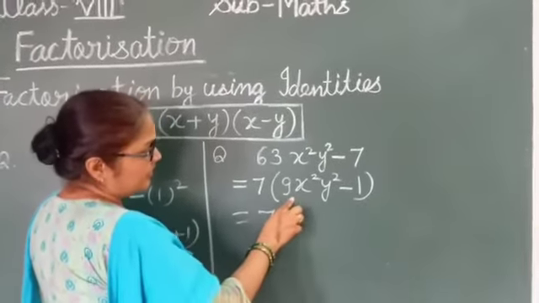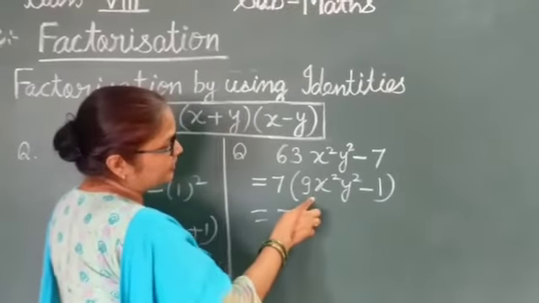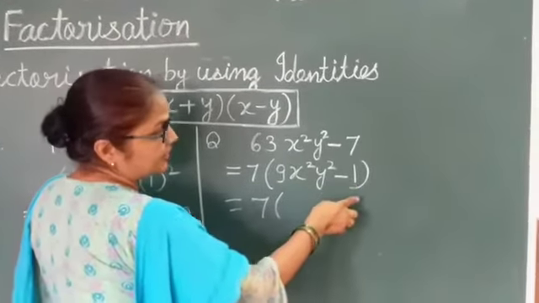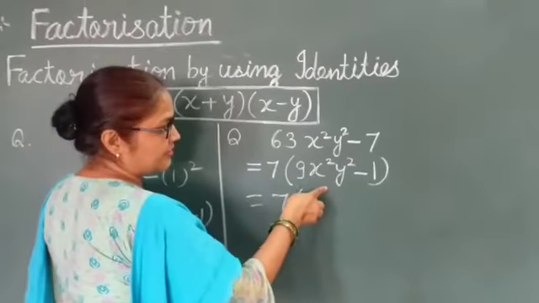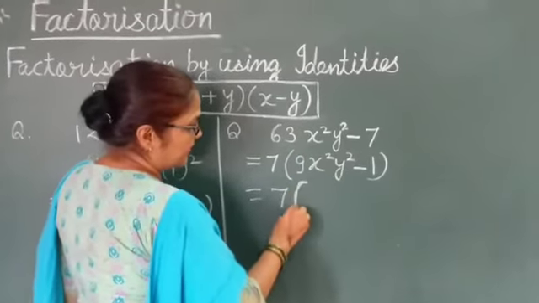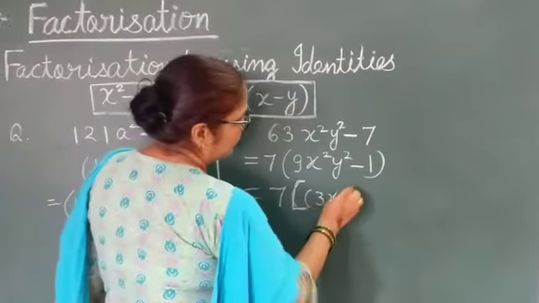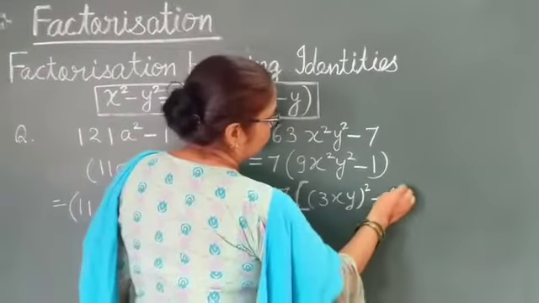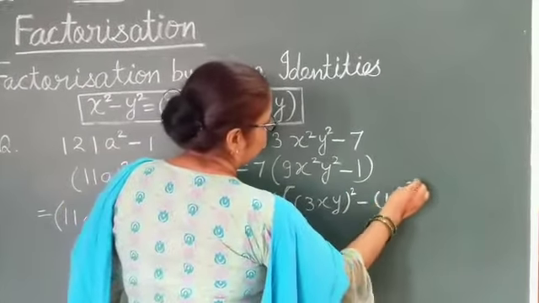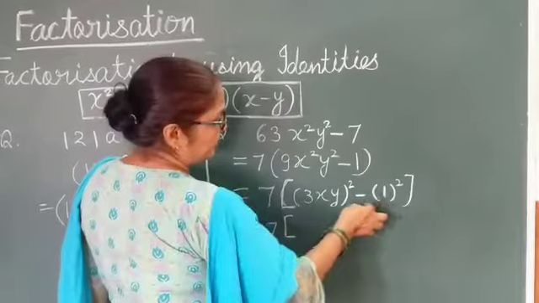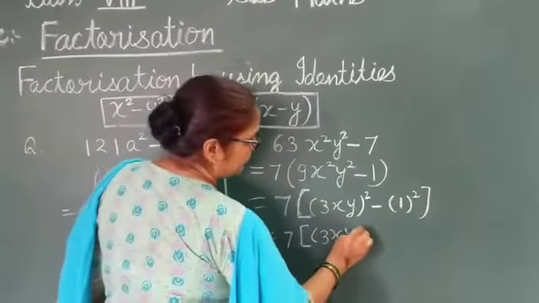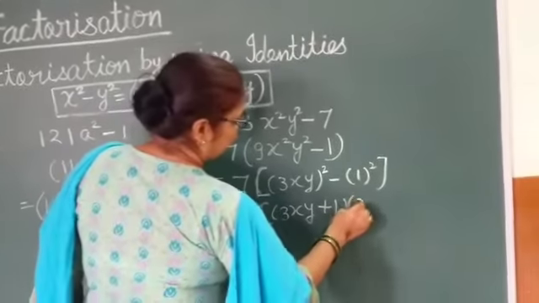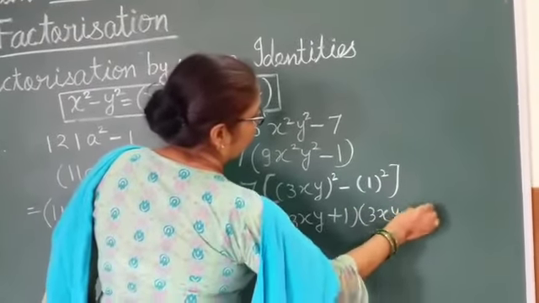Now we see 9 is a perfect square of 3 and 1 is also a perfect square of 1, and x square y square is the perfect square of xy. So we can write it as (3xy) whole square minus (1) whole square, times 7. Now see, 3xy and 1 are both perfect squares, so its factors will be 3xy plus 1 and 3xy minus 1.